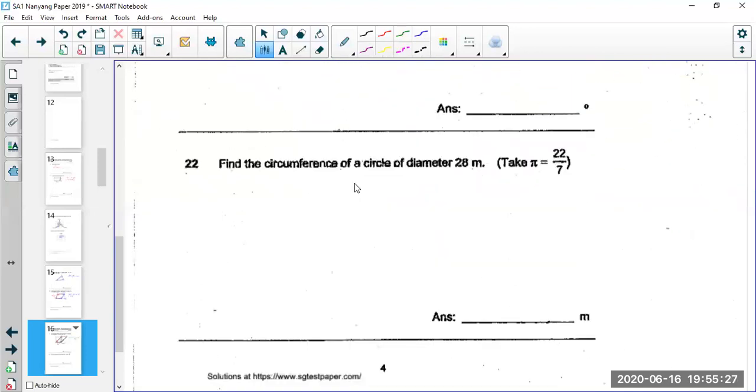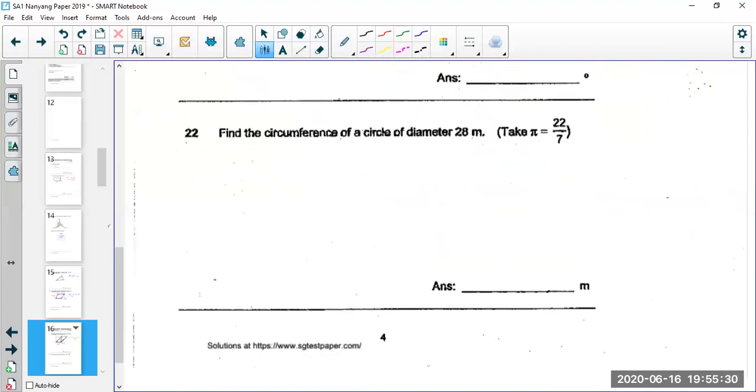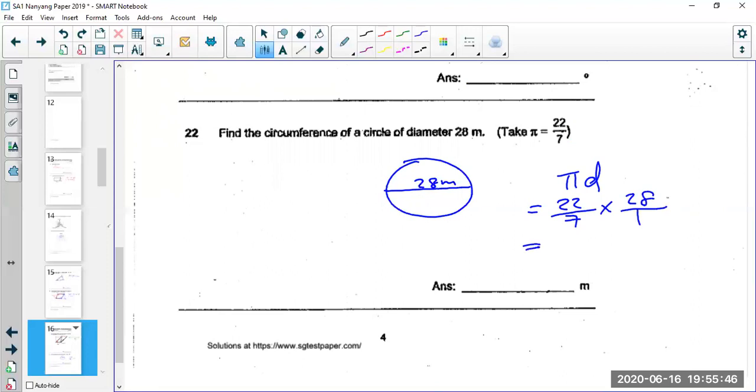Okay, now next one. Find the circumference of a circle of diameter 28 meter. So what's the formula to use? Pi d. No more pi r square. Pi r square is area. So pi d, which is 22/7 times diameter. Okay, so you have to cancel. Divide by 7 and divide by 7. And then whatever you cannot cancel, you multiply. So 88, and then 1 times 1 will be 1. So the circumference of the circle is 88 meter, right? So answer 88. Got it?